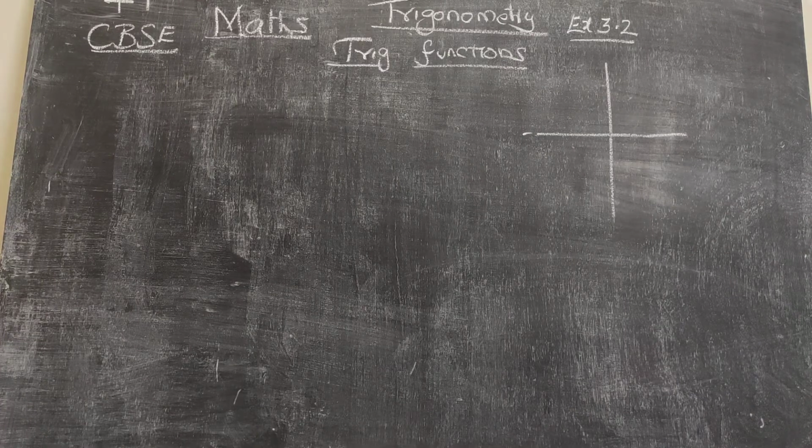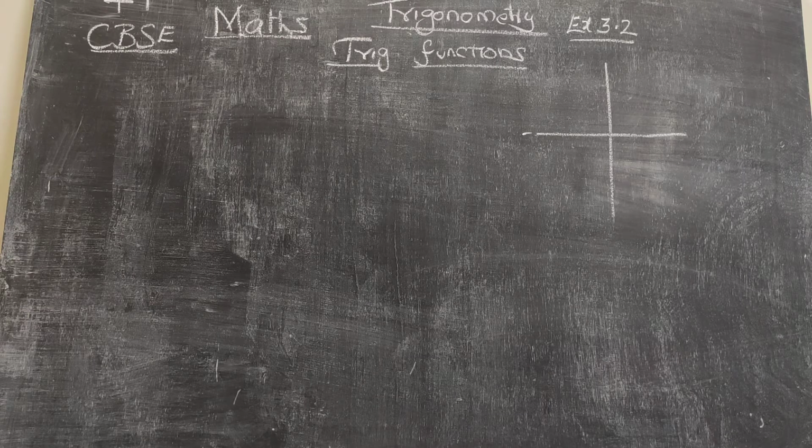Plus 1 CBSE Maths, Chapter 3 Trigonometry, Exercise 3.2. In this exercise, we are going to see how to find the values of theta more than 90 degrees.